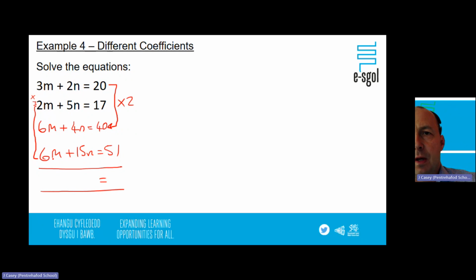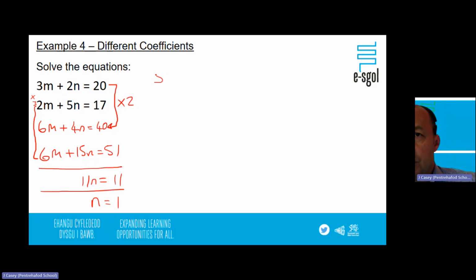Okay, so a bit of a funny one this, because I've got 40 on top and 51 below, 4 on top and 15 below. I can swap these over for once. It doesn't matter which one's on top. So I'm just going to imagine this one's on top. So I'm going to do 6 take away 6, that's fine. I'm going to do 15 take away 4. That gives me 11n. And I'm also going to do 51 take away 40, to get 11. 11 times something is 11. So that something is going to be 1.